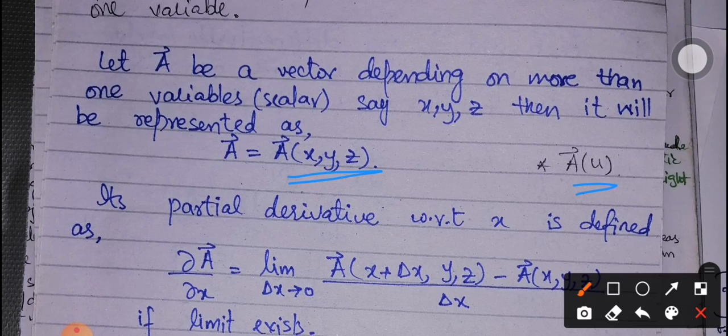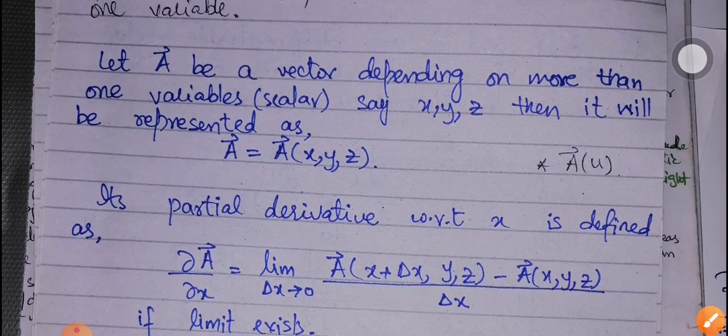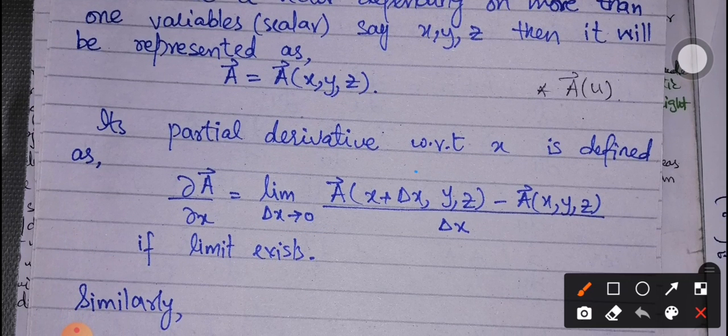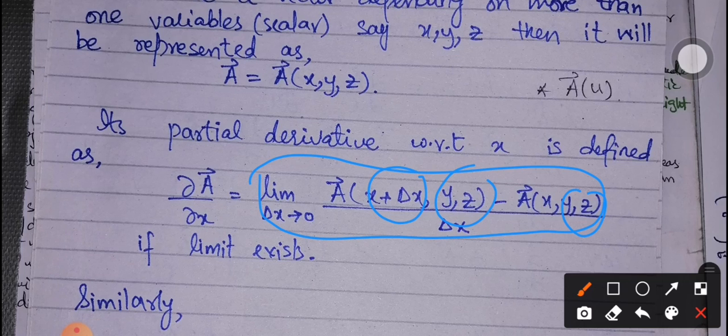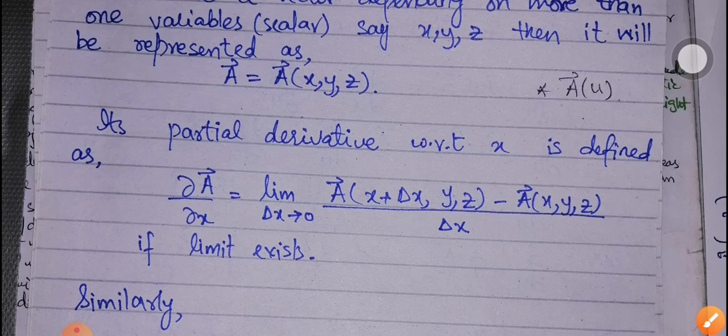Its partial derivative with respect to x is defined as partial A over partial x equals the limit as delta x approaches 0 of A of x plus delta x, y, z minus A of x, y, z over delta x. Here you can see that we are just changing x, the other variables are taken to be constant, and we have used the same definition we introduced for the derivative. So when we talk about partial derivatives, we apply the rules of differentiation with respect to that one variable, and the other variables remain constant. This is the same way as we defined it for scalar functions.